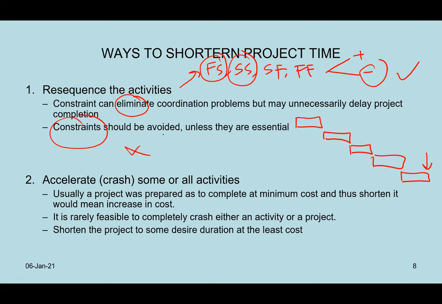If you do not know how to use constraint, don't put constraint in your project scheduling, because the activity will be locked and it will not move, even if you change the date, because you forgot to remove the constraint. That is the issue.